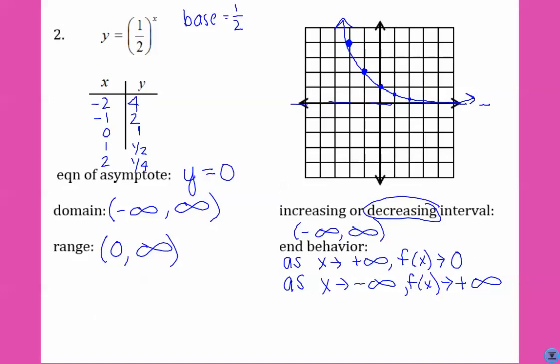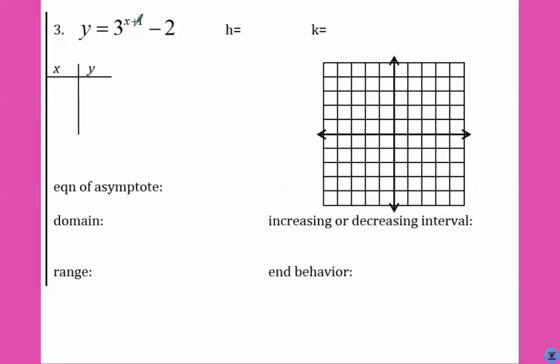Now let's look at one that's got a little more going on. Here, our base is 3. And that's going to help us make our xy chart. Our h is going to come from the exponent, so it'll be -1. And then our k is the number on the end, so -2.